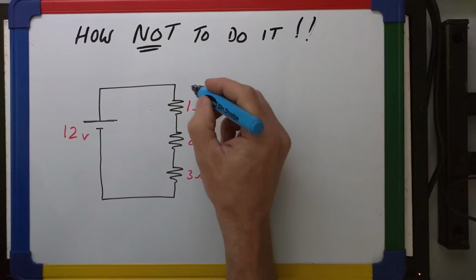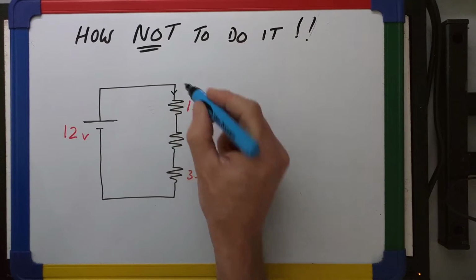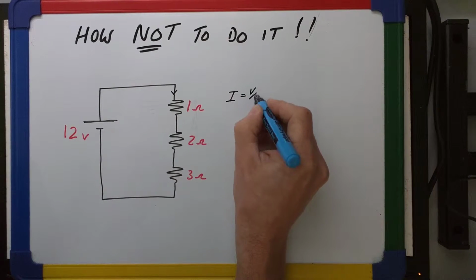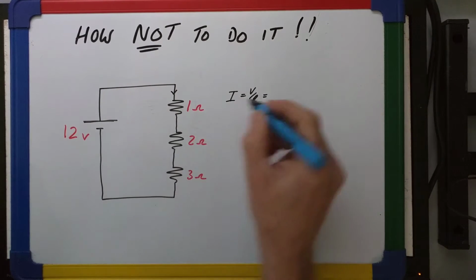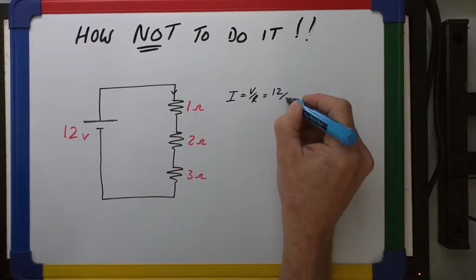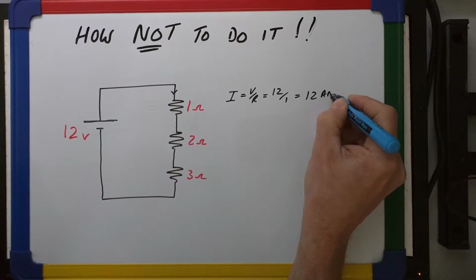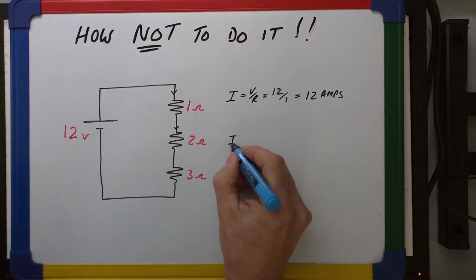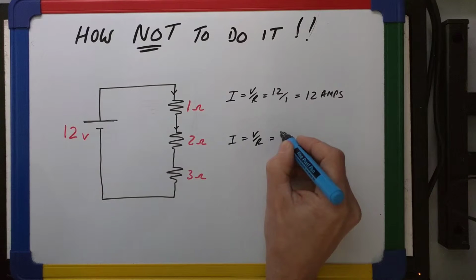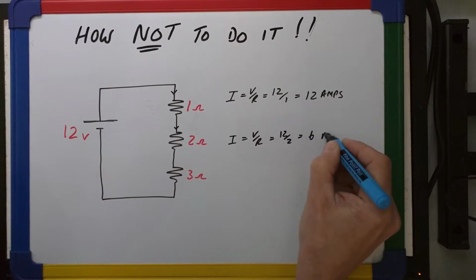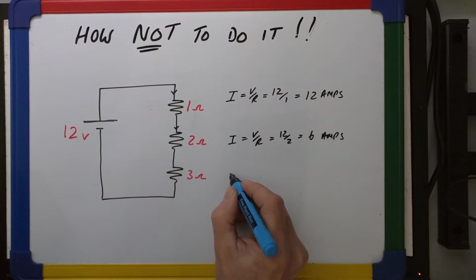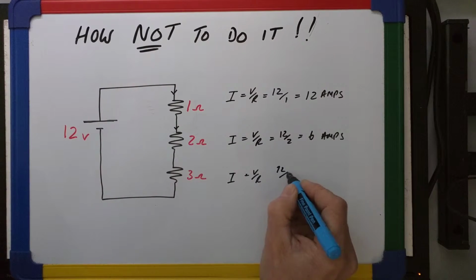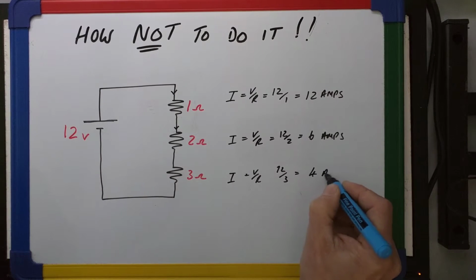Suppose I come along and I want to know the current flowing through this 1 ohm resistor. I might say, well, current is V over R, which is, what's the V? Here's a 12 figure over here, divide by 1, which is 12 amps. And then I want to know the current flowing through the 2 ohm resistor. Same thing, I equals V over R, 12 over 2, 6 amps. And for the last one, I equals V over R, 12 over 3, 4 amps.